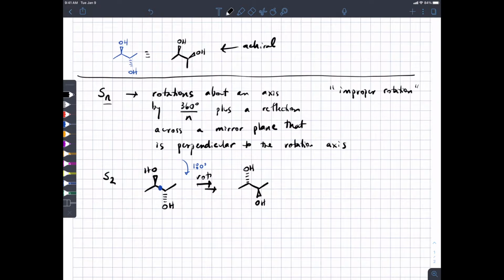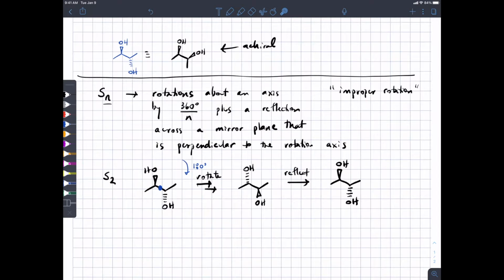so this was the rotate part of the operation, then we need to reflect through a mirror plane that is perpendicular to our axis, and that would just be the page. So if we allow the page to be our mirror plane, this OH group, which was back, will now be up, and this OH group, which was up, will now be back. And we now have our molecule again. So this molecule has S2 symmetry.